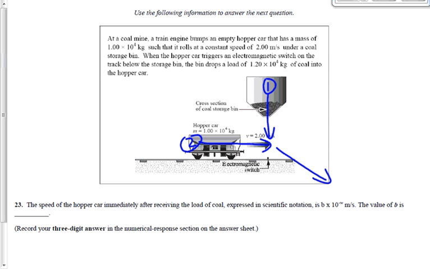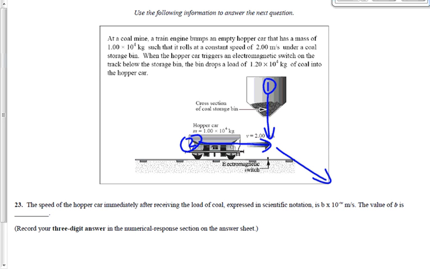How come? Because the Earth's going with it. When the coal comes down, it not only pushes the hopper car down, but it pushes the Earth with it. So in the end, there is an x component and a y component, but because the y component would have to include the mass of the Earth in the final mass, you're going to get a final velocity that is so ridiculously small, there's not even any point in doing it. Does that make sense?